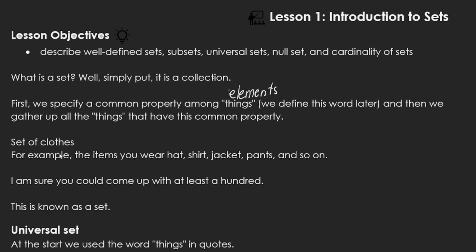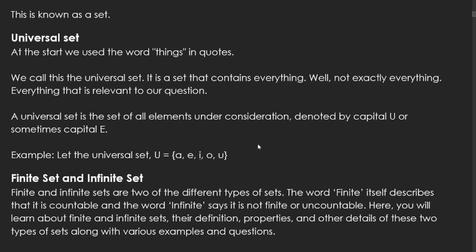So for example, here we have a set of clothes: a hat, a shirt, a jacket, a pants, and so on. These are what you're going to be calling elements. And let's move on now to universal set.